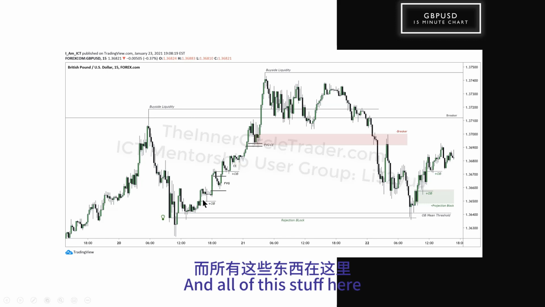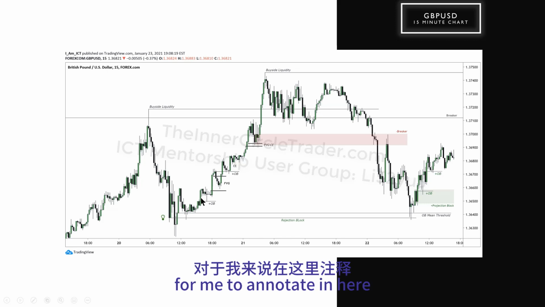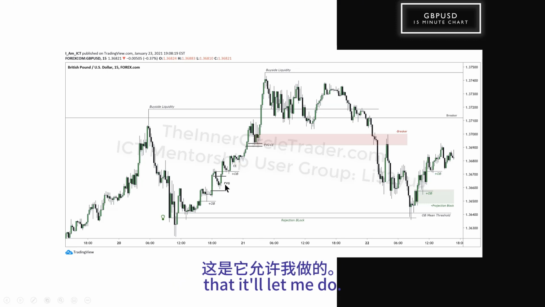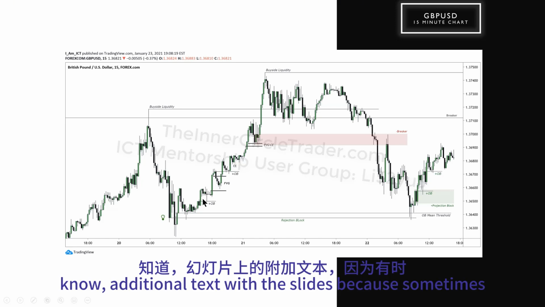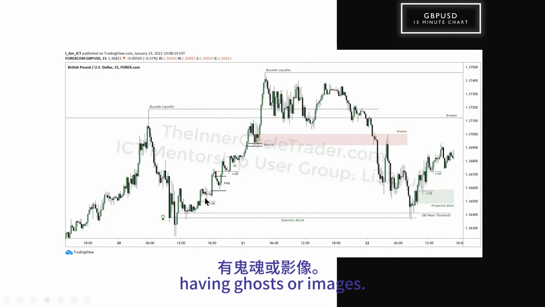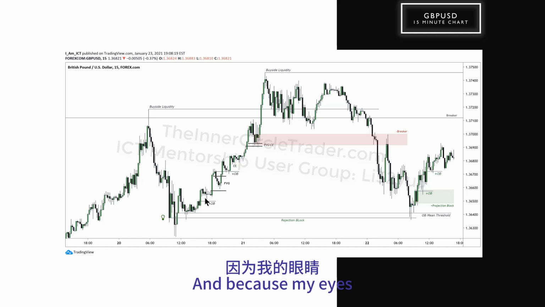And all of this stuff here is obvious framework for the order block. We have a fair value gap, but it's too small for me to annotate in here because this is the smallest font that it'll let me do, and I don't want to add additional text with the slides because sometimes my slides will end up having ghosts or images. It'll create artifacts in new slides. And because my eyes are not as strong, let's say it that way, as they used to be when I was a younger man.